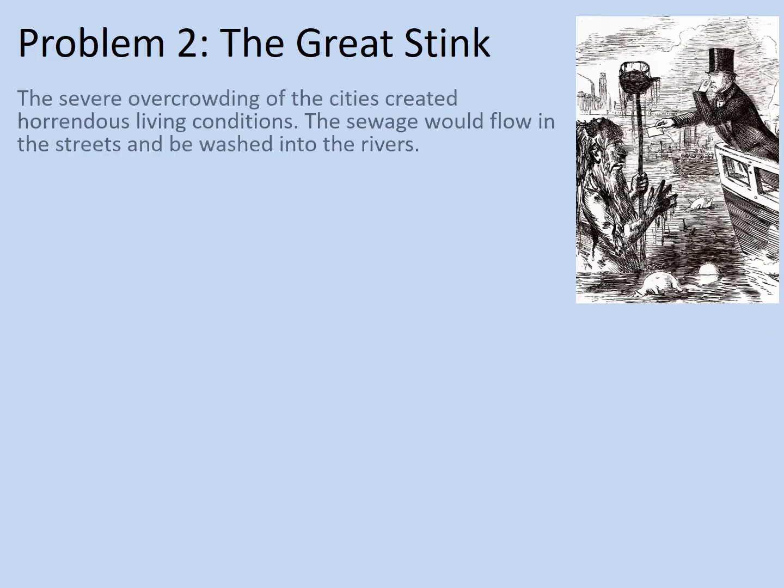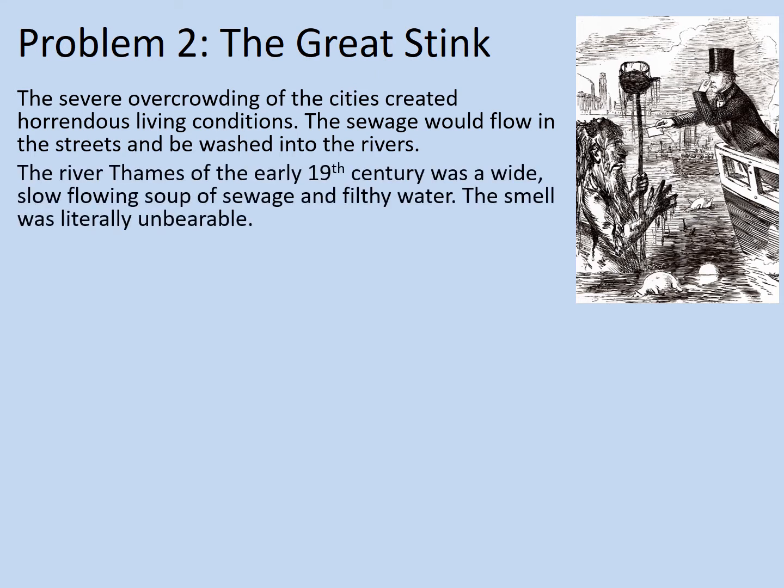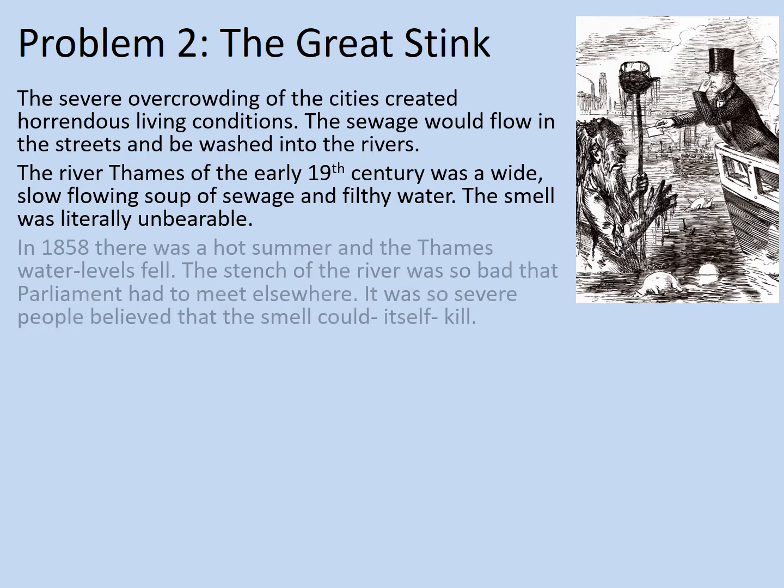Problem 2, the Great Stink. The severe overcrowding of the cities created horrendous living conditions. The sewage would flow in the streets and be washed into the rivers. The River Thames of the early 19th century was a wide, slow-flowing soup of sewage and filthy water. The smell was literally unbearable.